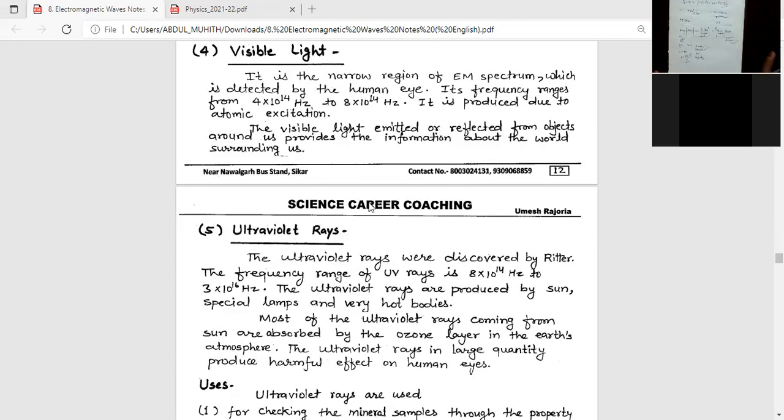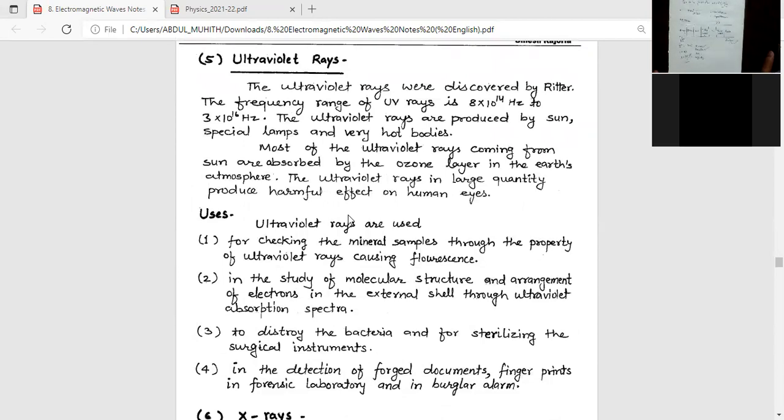Next is electromagnetic UV rays. What are UV rays? They were discovered by Ritter. The frequency is how much? 8 into 10 to the power of 14 hertz to 3 into 10 to the power of 16 hertz. We are going toward the higher frequency from the lower frequency end. The ultraviolet rays are produced by the sun. They are coming from the sun.